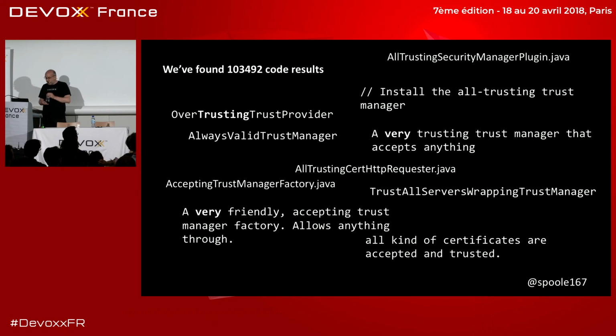And I pulled out some of the words. What can I say? A very friendly, accepting trust manager factory allows anything through. People are sharing this code. A very trusting trust manager that accepts anything, etc., etc. Okay, so here's the scary bit. This is on GitHub. So two things are happening. One is it's available for us to use, and second, the bad guys can find it too. So they Google for this, they go to GitHub, they find these things, and they track it, and they find out that it's in your favorite thing that you just downloaded.